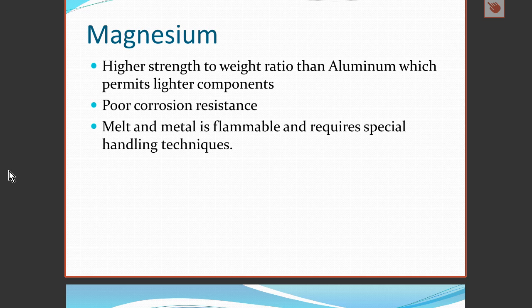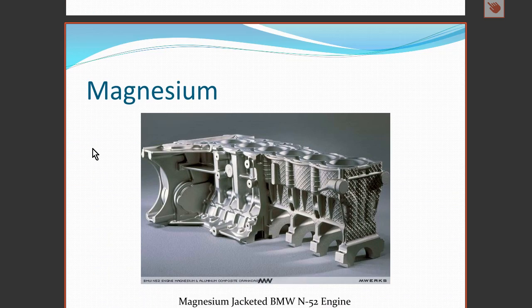Magnesium has a higher strength to weight ratio than aluminum, and this permits lighter components to be created of equivalent strength. However, there are a number of challenges to using magnesium. One of them is that magnesium is reactive and has poor corrosion resistance. Another thing is that the melt and the metal is flammable, and certainly the melt requires special handling techniques.